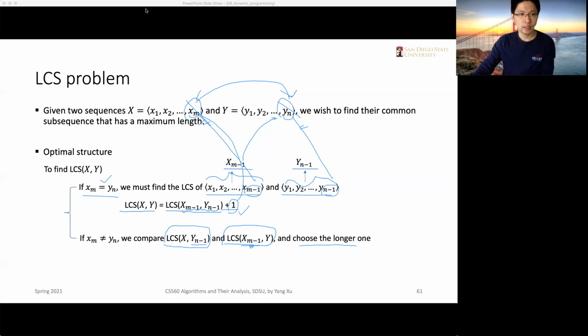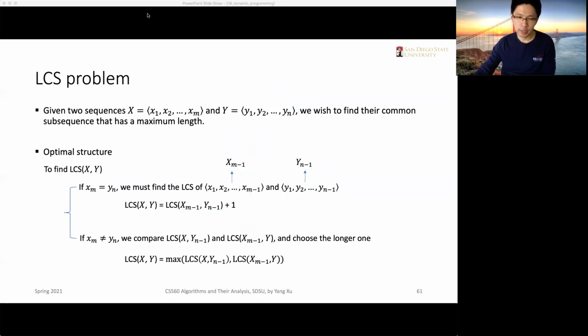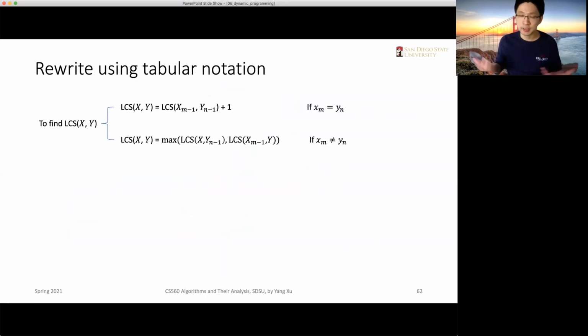Okay, so in this case, we rewrite the subproblem into this equation, which is the maximum between these two: the LCS of x and y n minus 1, and the LCS of x m minus 1 and y. Okay, and by writing down these two equations, actually we have covered all the cases of the subproblem. Because there are no other cases, right? If we compare the last two elements of two sequences, these are the only conditions: either equal or not equal.